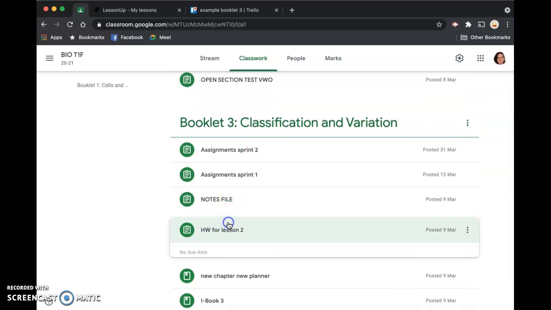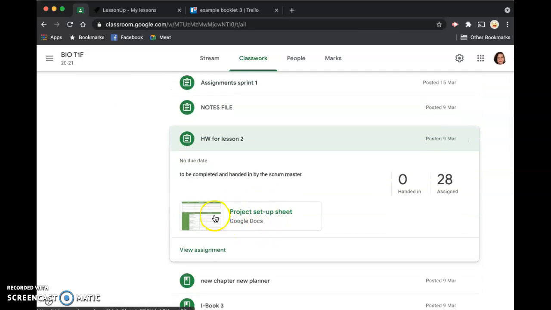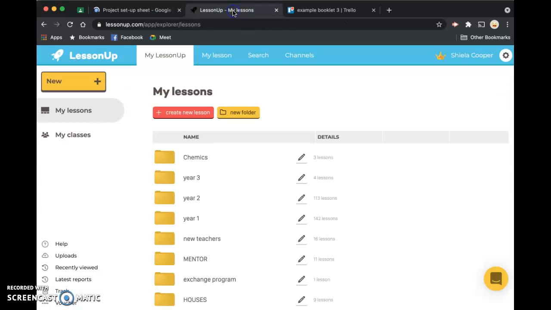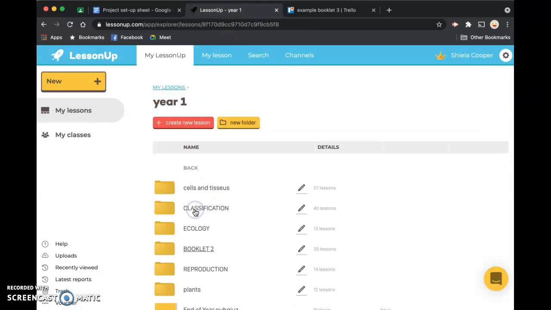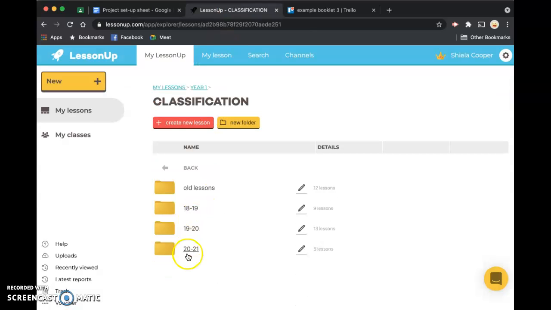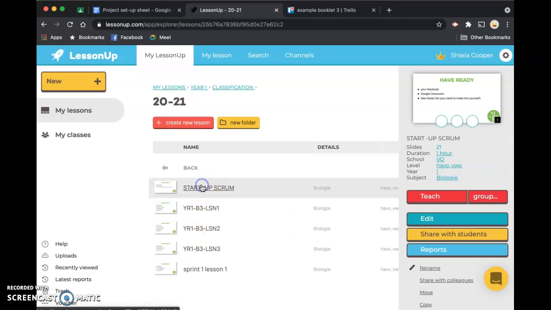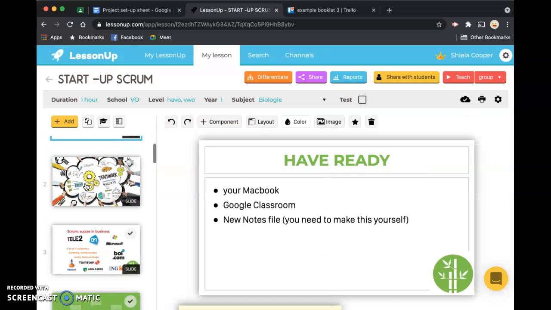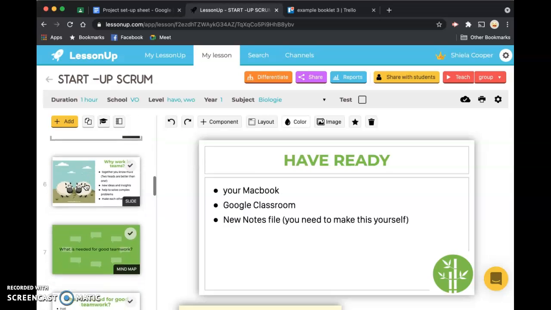Now for next Tuesday, you need to complete the homework for lesson 2. Part of that is filling in this form, the project setup form. Before you do that, my advice would be that you first look at this lesson that I shared with you called Startup Scrum. I shared it with you on Lesson Up. So make sure that you look through it and I'll explain some things with it.